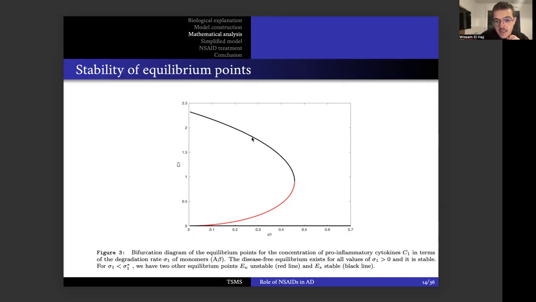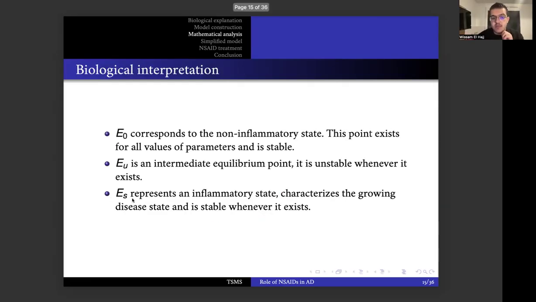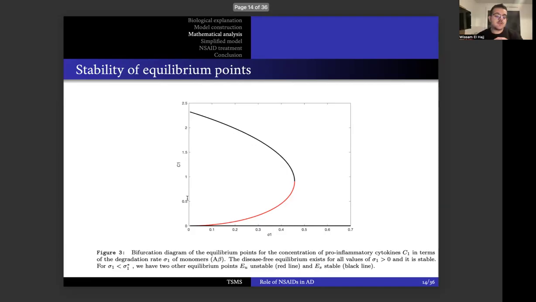ES is a pro-inflammatory point. It is an inflammatory state because all concentrations are positive. This is a stable point. If I reach this point, it means inflammation has developed, disease has developed. All concentrations are positive, which means we have the development of the disease. The point in the middle is an intermediate point.